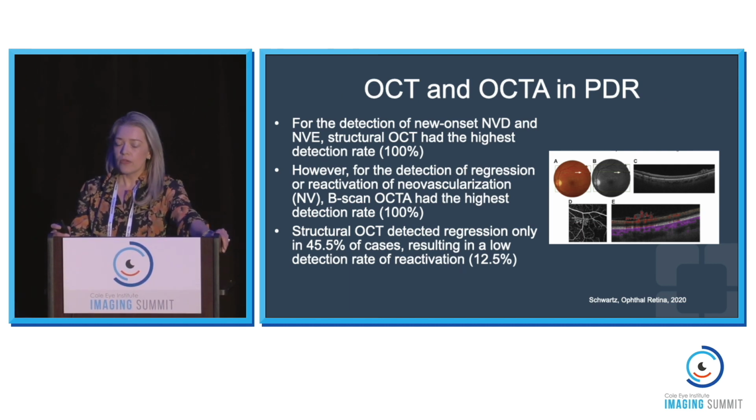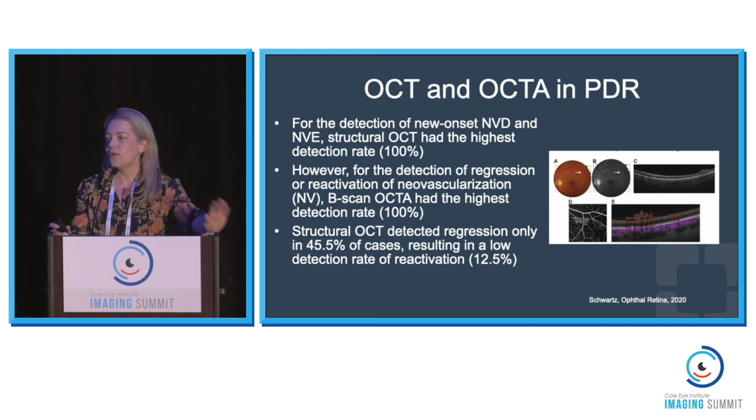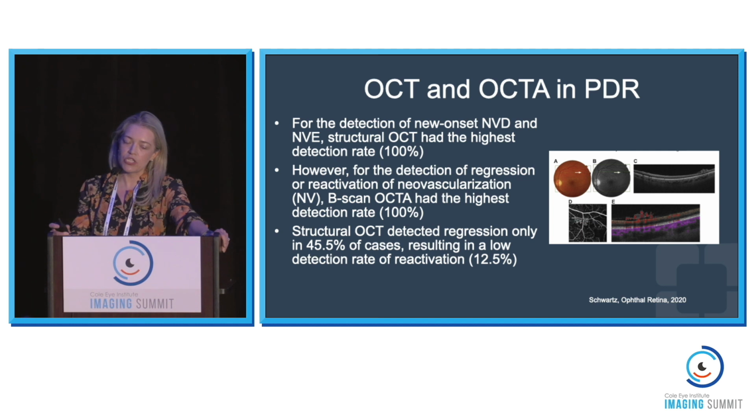And when looking at the studies, because we use different imaging modalities, we use different OCT and OCTA machines, it's important to look at what exactly was looked at. In this study, the OCT scan was 12 millimeters, whereas the OCTA was 6x6, which was either centered on the fovea, on the nerve, or you could image your area of interest.